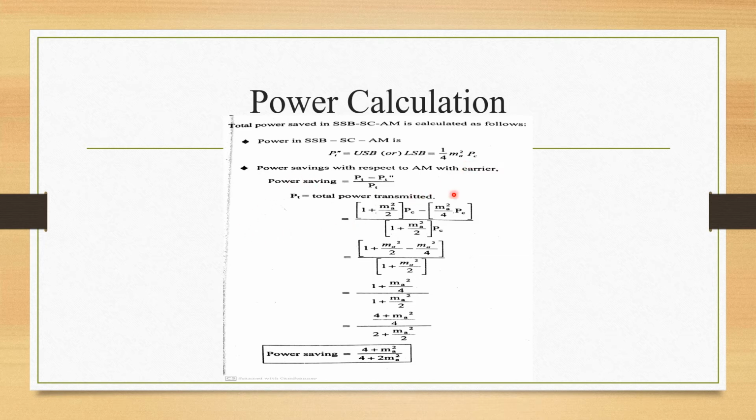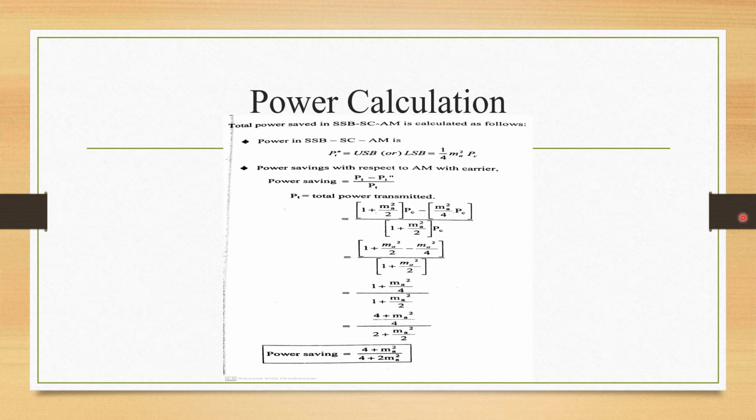The power saving with respect to AM with carrier is PT minus PT dash by PT. This is the formula, and PT, as we all know, is the total power transmitted. After the derivations, by substituting the values of PT, we get the final equation of power saving, which is equal to (4 plus ma square) by (4 plus 2 ma square). This is how we calculate the power for SSB SC AM.